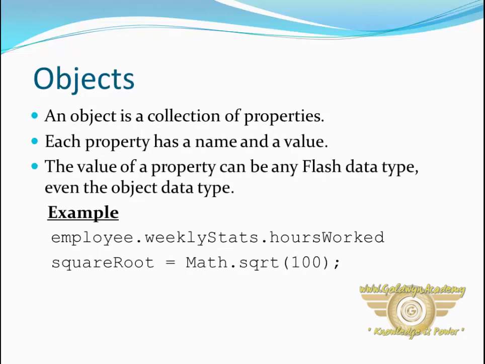Objects. An object is a collection of properties. Each property has a name and a value. The value of a property can be any Flash data type, even the object data type. We can access an object's property by the dot operator.